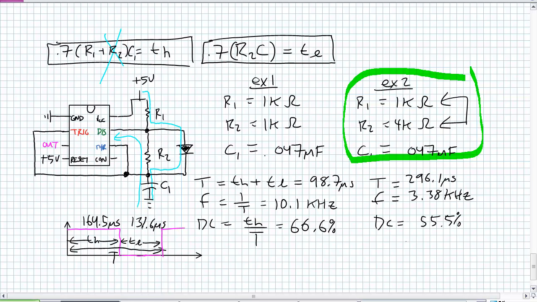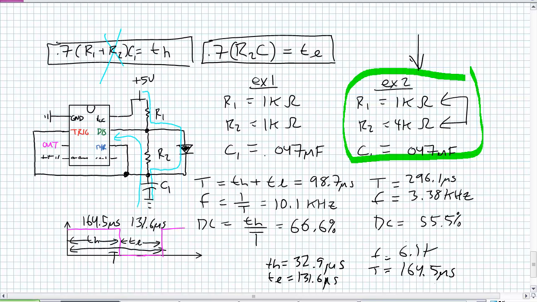What are you going to get for a particular configuration like this? Well, your time high, because it's only going through R1, will be 32.9 microseconds. What's the time low? It's still the exact same one we had before because we're going through a 4K only. You're getting 131.6 microseconds. What's your whole period? Well, it's TH plus TL, getting 164.5 microseconds. And your frequency in this particular case is 6.1 kilohertz.